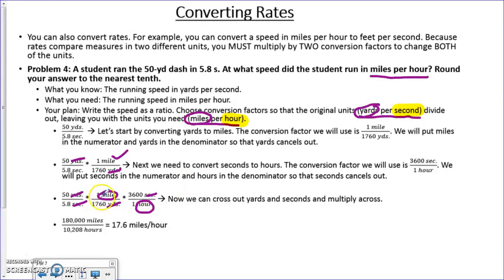Multiply across, 50 times 1 times 3,600 is 180,000 miles. 5.8 times 1,760 times 1 is 10,208 hours. And if you divide it out, it's roughly 17.6 miles per hour.